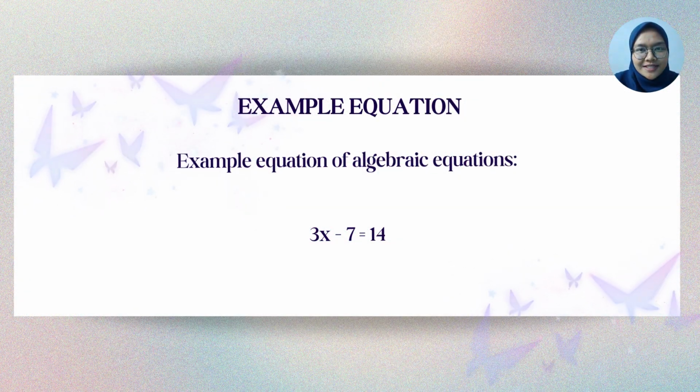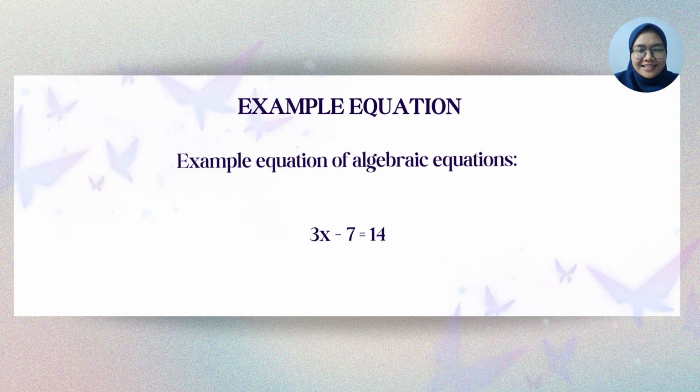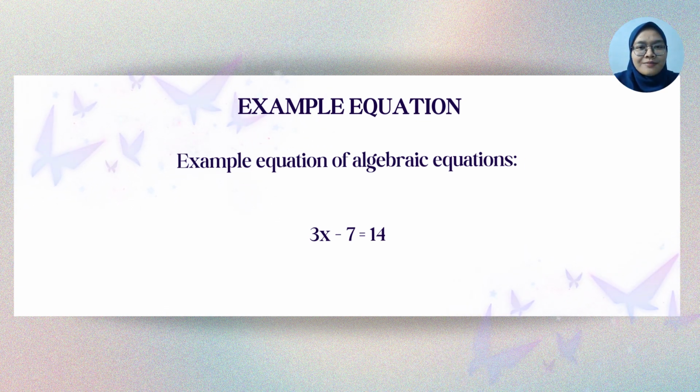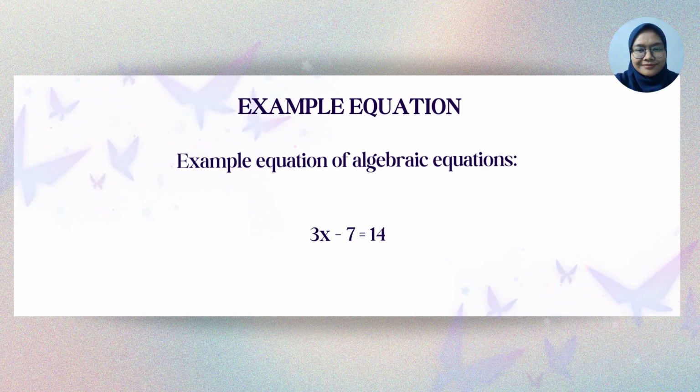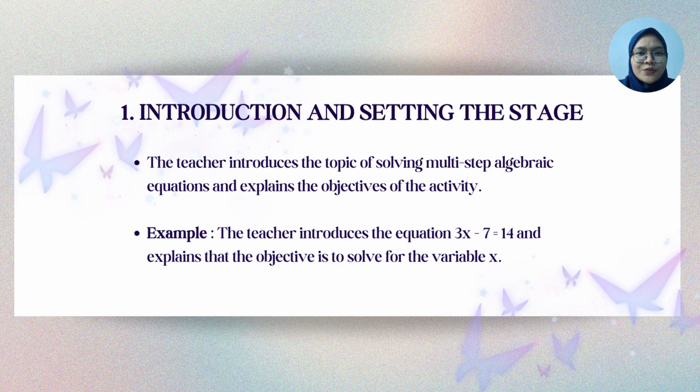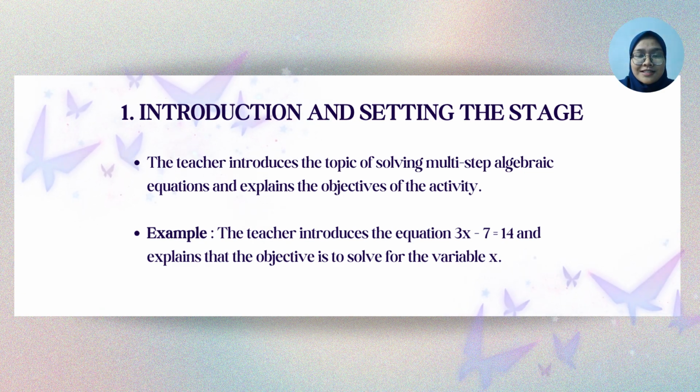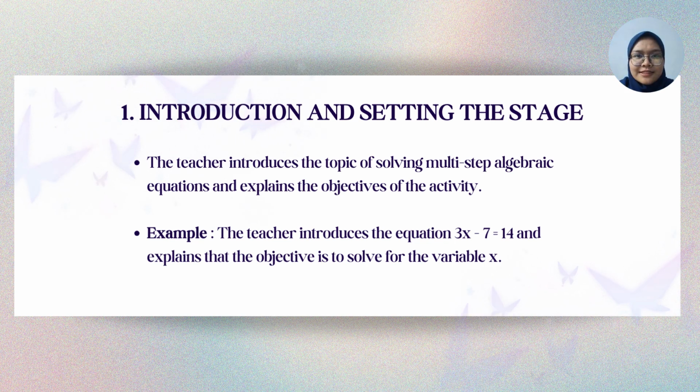Here's an example equation and its solution that relate to each step of the Think, Pair, Share activity in the context of solving multi-step algebraic equations. For example, 3x minus 4 equals 14. In this part, the teacher will introduce the topic of solving multi-step algebraic equations and explain the objective of the activity. For example, the teacher introduces the equation 3x minus 7 equals 14 and explains the objective is to solve for the variable x.